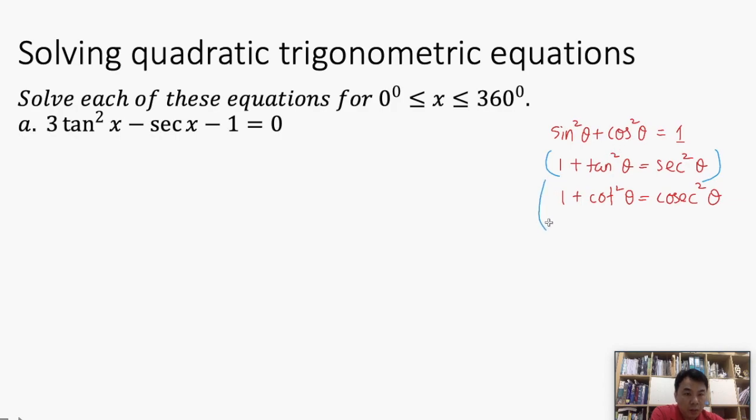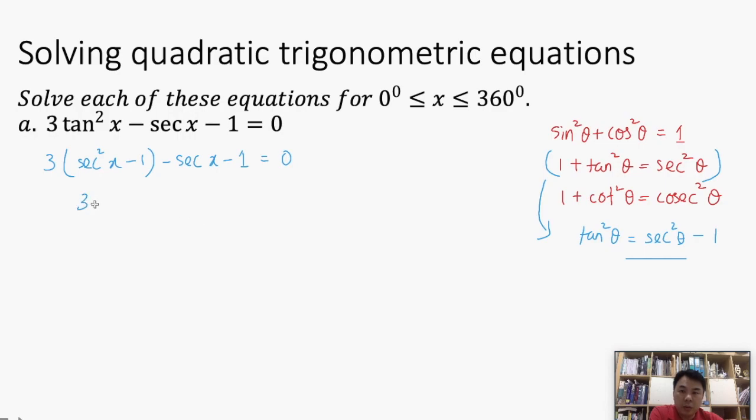First of all, I might need to rearrange this a bit. I'm saying that tangent square theta can be given as secant square theta minus 1. So I'm going to use this to substitute into here. I can write this as 3, and instead of writing tangent square, I can write secant square x minus 1, and then copy the rest that I did not change.